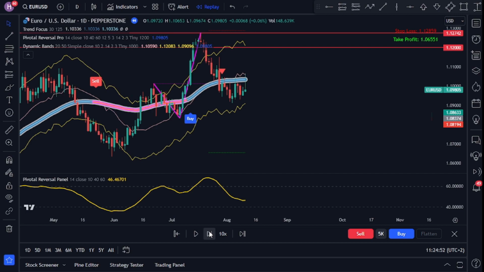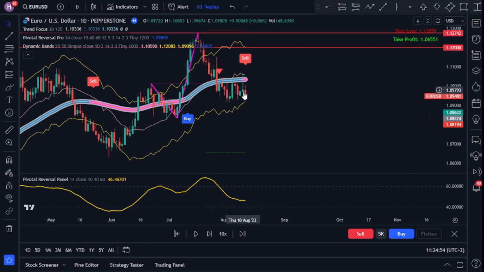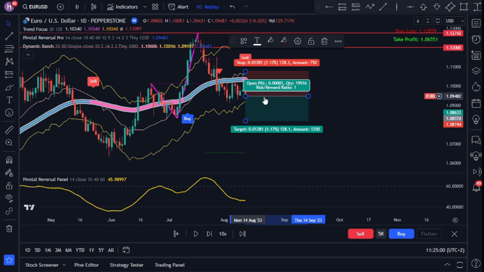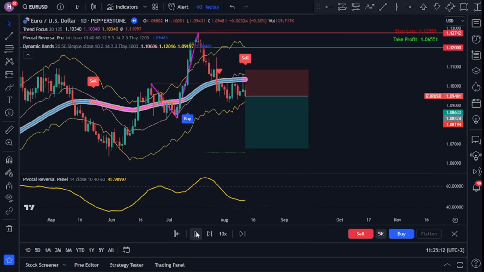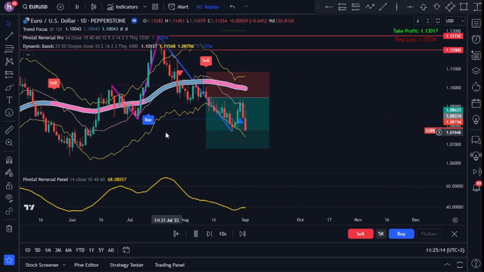This can be identified with a sell signal from the trend focus indicator. Now, once the candle has closed, confirming the sell signal from the trend focus, we can enter our trade. For the sell trade, I will place my stop loss above the swing at 135 pips, and my take target will be set at 270 pips.